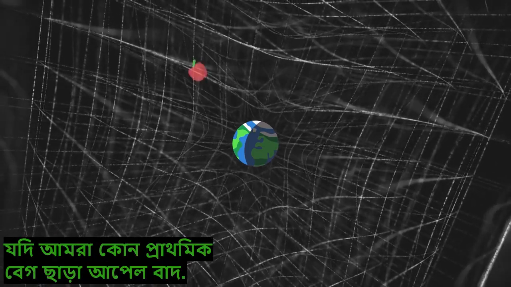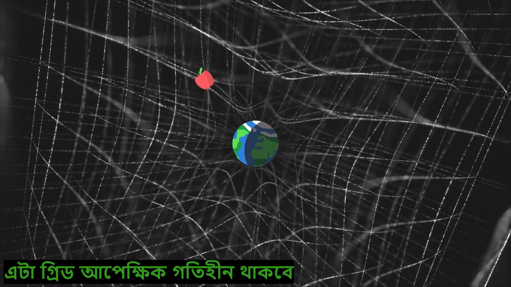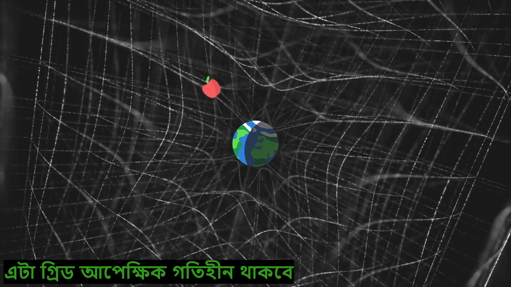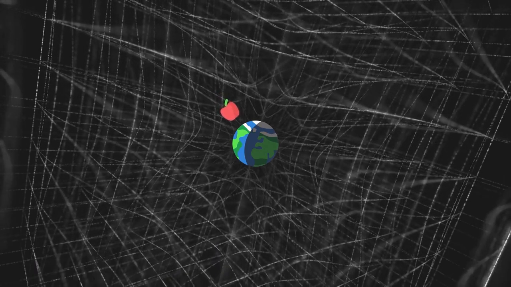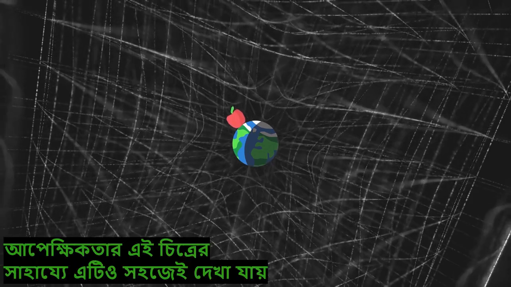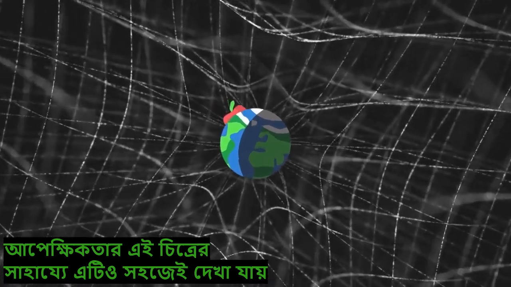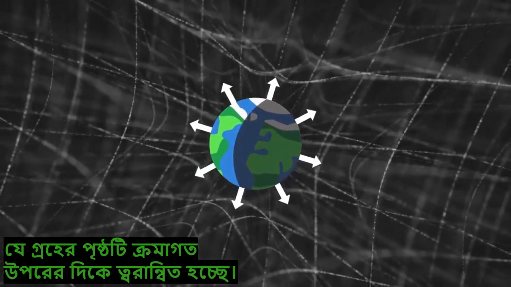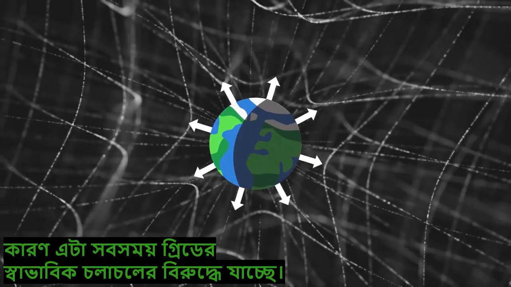Thus, if we drop the apple with no initial velocity, as no force acts upon it, it will remain motionless relative to the grid, but as the grid contracts, the apple will fall. With this image of relativity, it is also easy to see that the surface of the planet is constantly accelerating upwards, because it is always going against the natural movement of the grid.